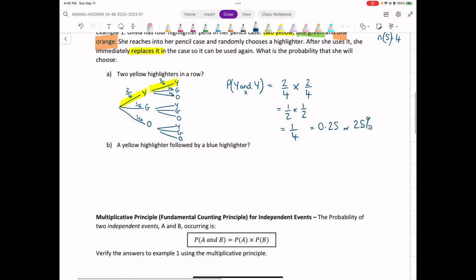What about a yellow highlighter followed by a blue highlighter? Well, there are no blue highlighters. I think that's a mistake. I think that was meant to say green. Let's change that up to green. Okay, so probability of a yellow and a blue, sorry, a green. Again, we multiply. So this and means multiply. So we have 2/4, and then the green now is 1/4. So together that gives me 2/16 or 1/8.